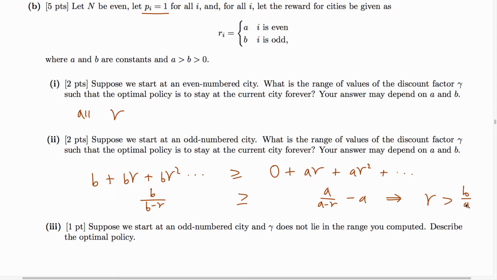And finally, it says that if we start at an odd number city and gamma does not lie in the range, well, then what happens? What's the optimal policy? Well, if gamma does not lie in this range, then we have that this is true. And so that means that you're going to be choosing this one instead. And so how do we describe this policy? Well, we said that you're going to travel to the even one and then stay in the even one forever.